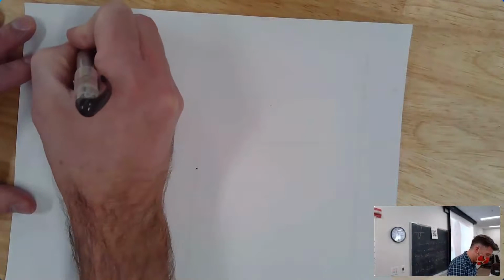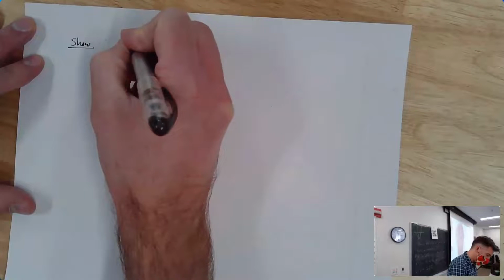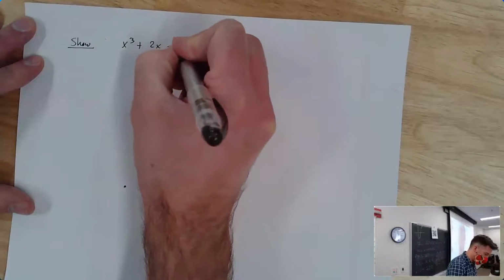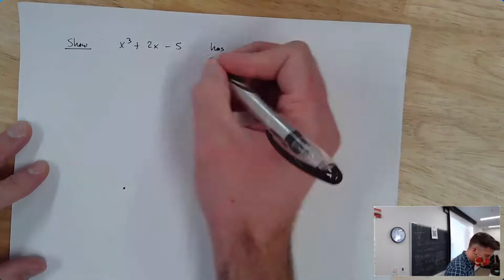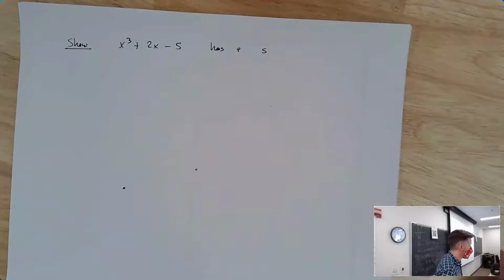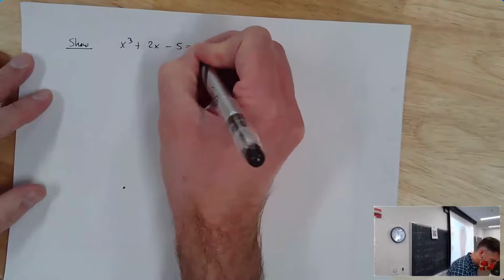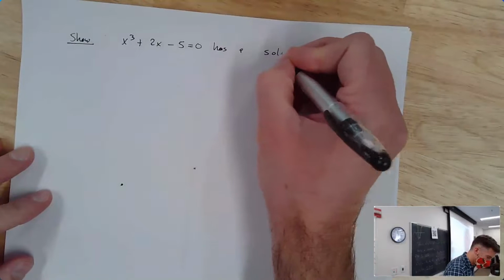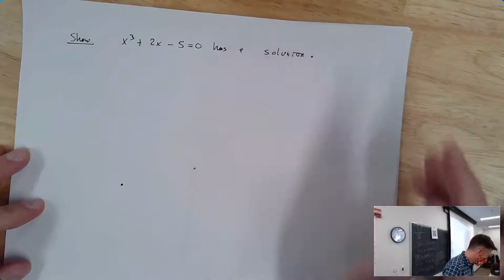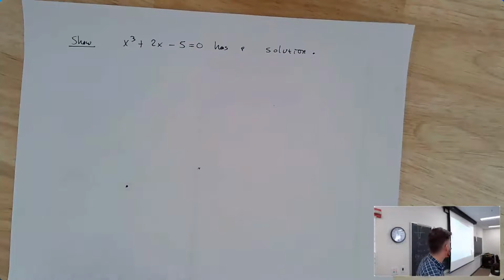So I want to show that x cubed plus 2x minus 5 has a solution. Sorry, that's not a good question. Solution to what? I could use different words to say it has a 0 or has an x-intercept, but I should write it more typically: show that x cubed plus 2x minus 5 equal to 0 has a solution. Now, if they're nice, they'll give you an interval. I didn't. I'm not that nice.